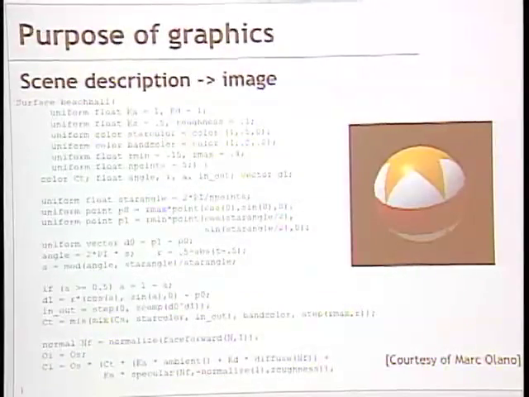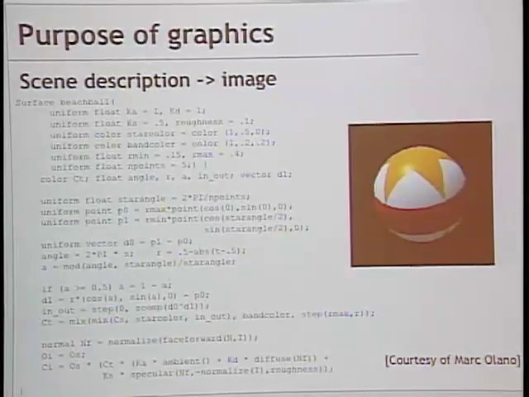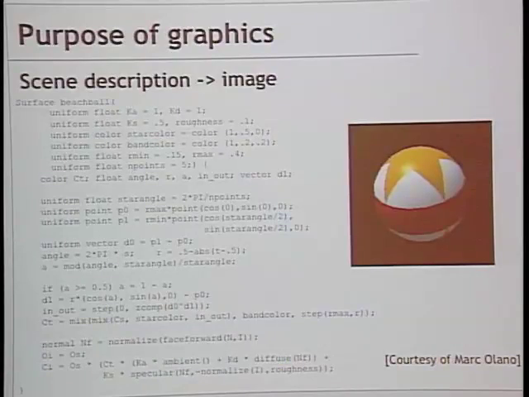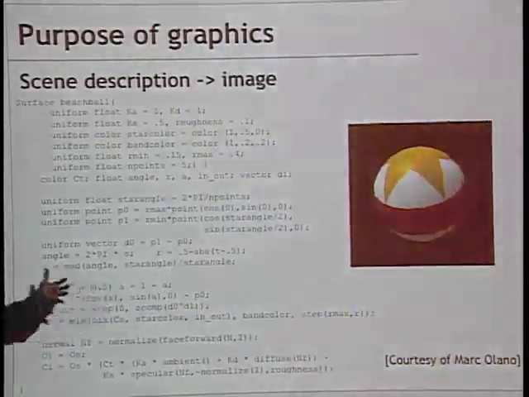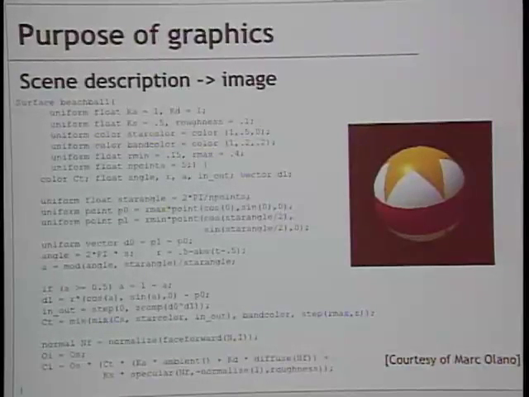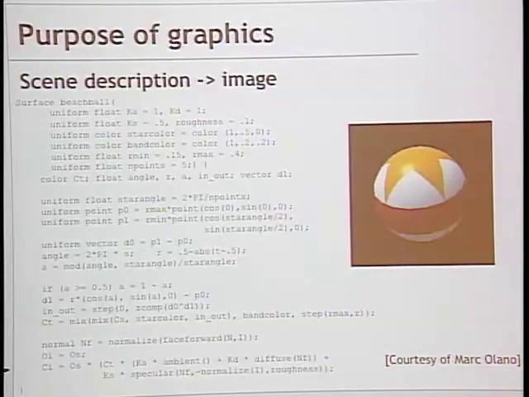Okay, so what is computer graphics? So computer graphics is taking a scene description, like this one here. Okay, and this is RenderMan code. And it's RenderMan code that describes the surface of that beach ball and turning it into an image. So we take some sort of 3D description of the world, and we turn that into a 2D image. There's a lot of different ways we could think about writing software to do that, and I'm going to talk about that today. So what are possible ways that we could build a graphics system?